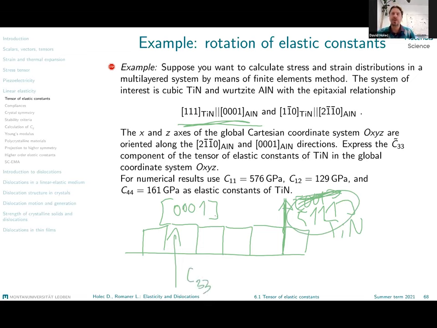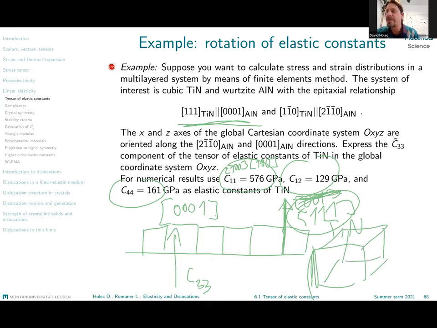Now we don't know it, because what we can find in the literature are the C11, C12, and C44 values, which are the values where this is along the cubic x-axis. So this is along the crystallographic 100 direction. All right. So C11 would correspond to having the cubic system oriented this way. This is the 100 direction. This is the 010 direction, and so on. And in this coordinate system, C11 equals CXXXX, which is C100,100.